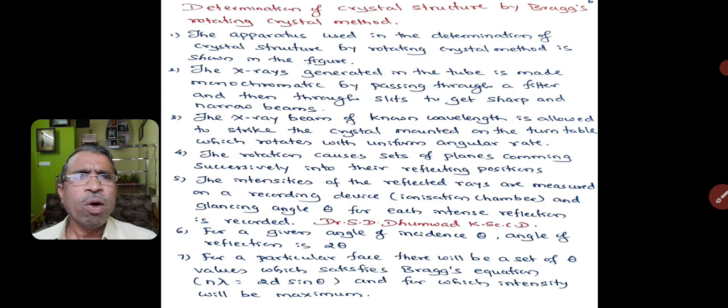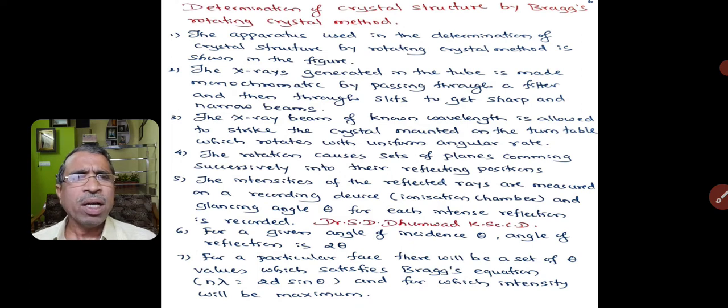The X-ray beam of known wavelength is allowed to strike the crystal mounted on the turntable, which rotates with uniform angular rate. The rotation causes sets of planes to come successively into their reflecting positions. The intensities of the reflected rays are measured on a recording device. Generally, it is an ionization chamber, and the glancing angle theta for each intense reflection is recorded.